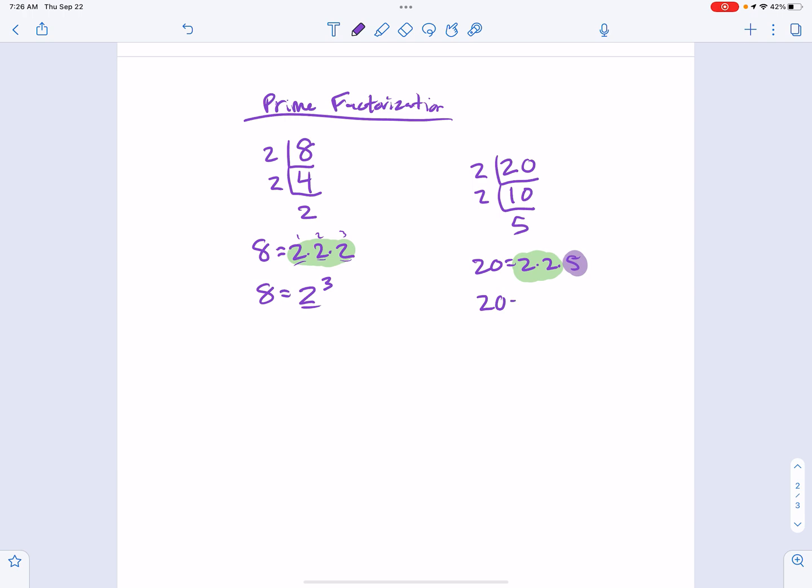So 20 here equals, let's turn this into our exponents, our base is a 2, and there's 2 of them, so our exponent is a 2. And we still need to multiply that by 5. Because if we left off that 5, we would only have 20 equals 2 squared, and 20 is not actually equal to 4. We do still need that times 5 on the end there.